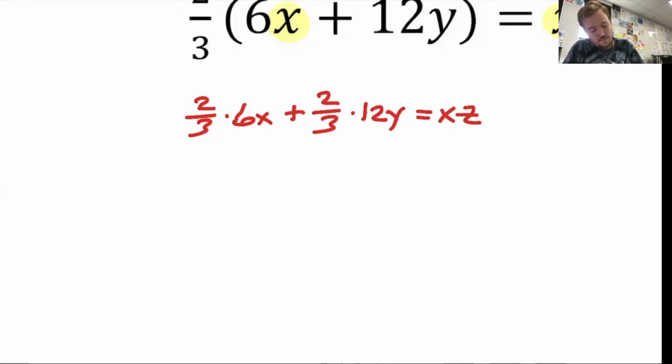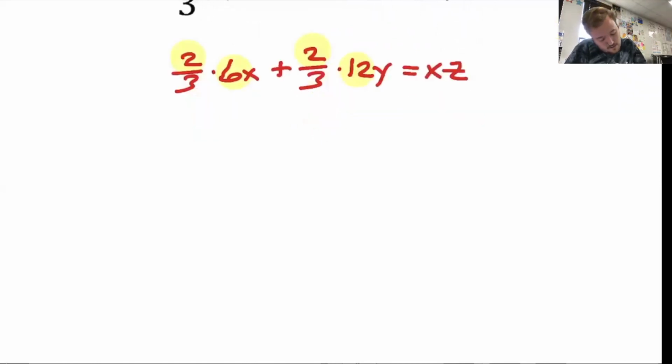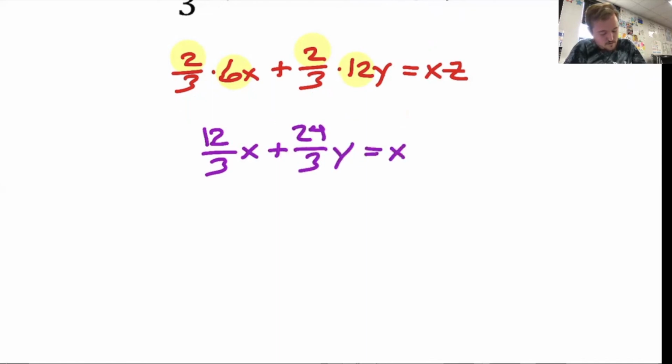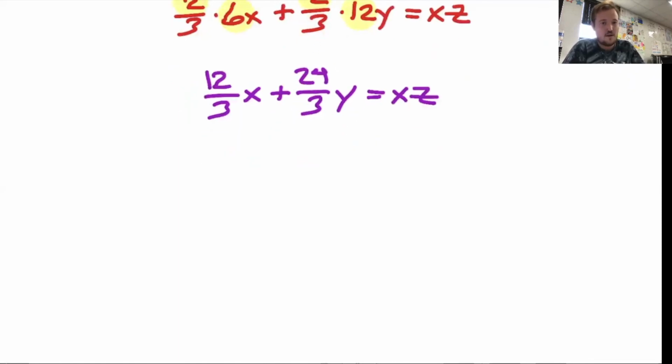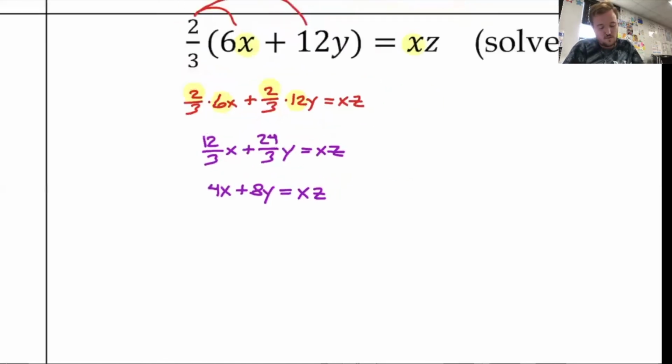So just like before, multiply the numerator and the whole number. So 2 times 6 gives you 12 over 3x plus 2 times 12, which gives you 24 over 3y equals xz. Now you're going to simplify those fractions. 12 over 3 simplifies to 4x, plus 24 over 3 simplifies to 8y, equals xz. So we still want to get the x by itself.